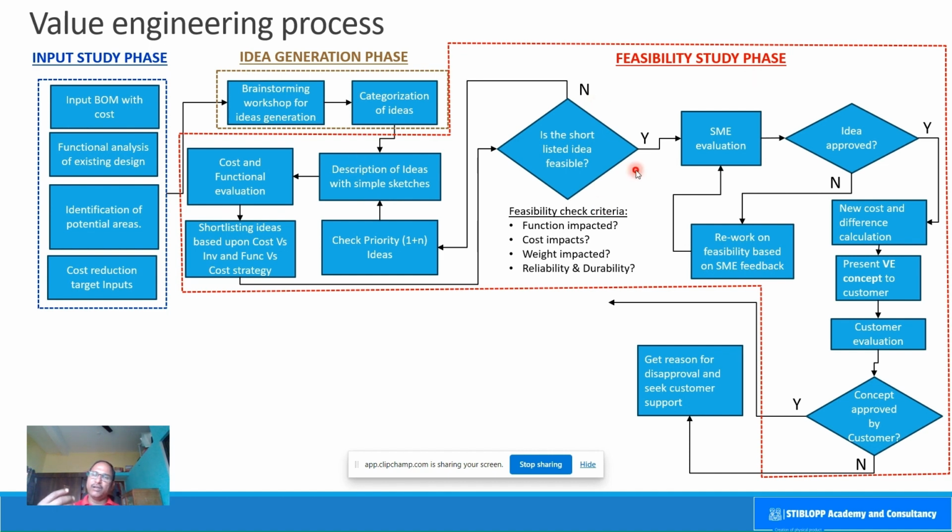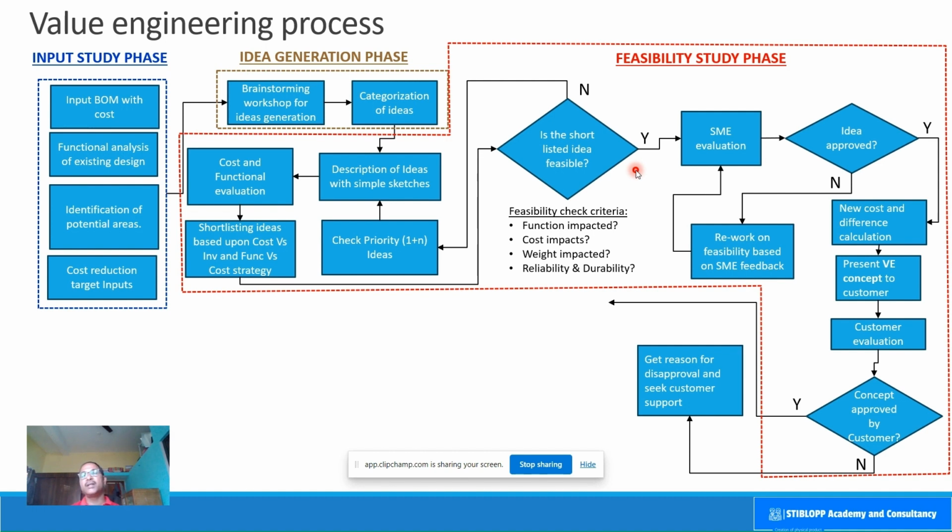So we, along with our own team members, check the feasibility of those shortlisted ideas. What are the feasibility criteria? We check how much the function is impacted. We check whether the cost reduction is happening with those ideas. We check whether the weight is increased or decreased, and we also check how reliable and durable our new idea is. Once we have put all these parameters in place, we send it for the SME evaluation.